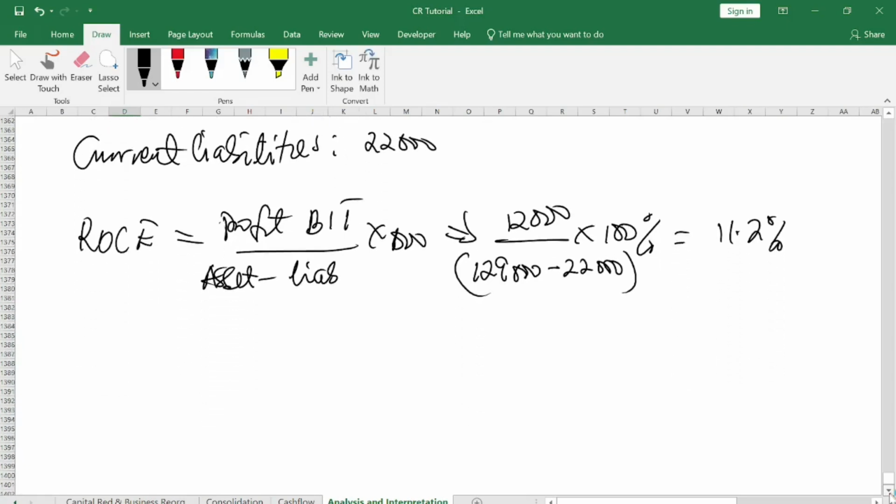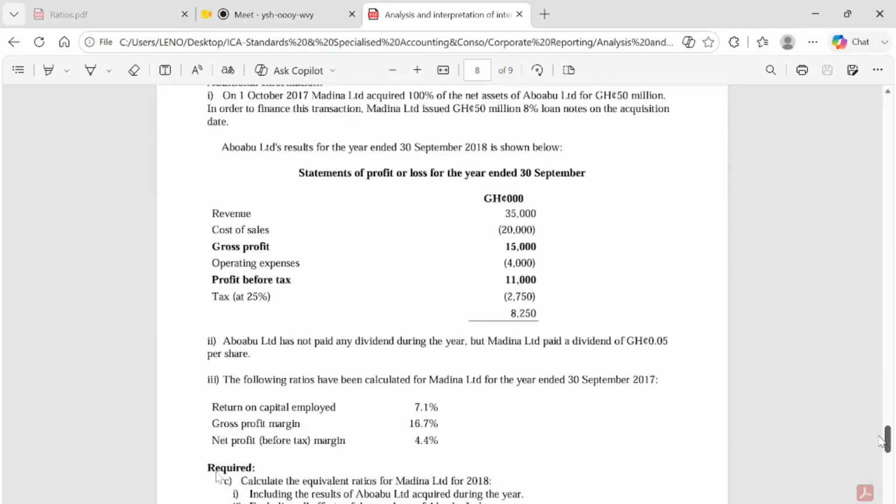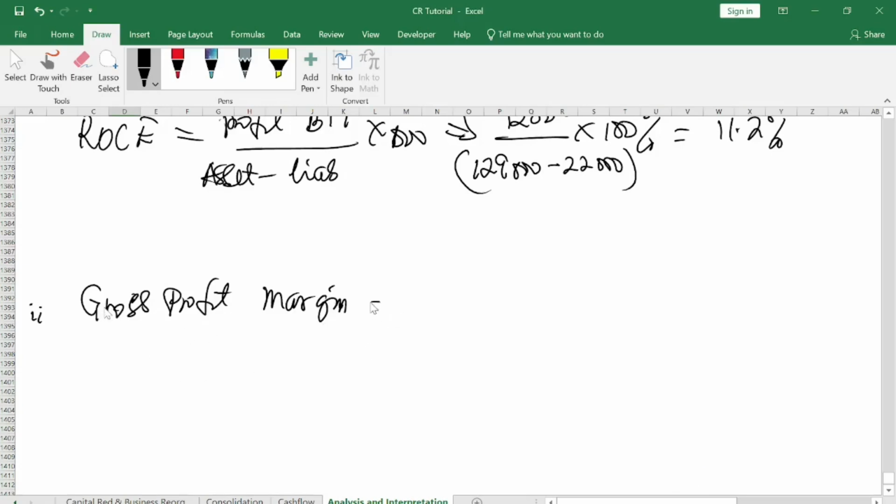So the second one is what? The second one is gross profit margin. So what is the formula for gross profit margin? Gross profit over sales, or revenue.